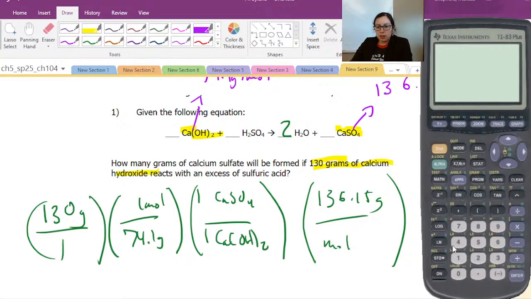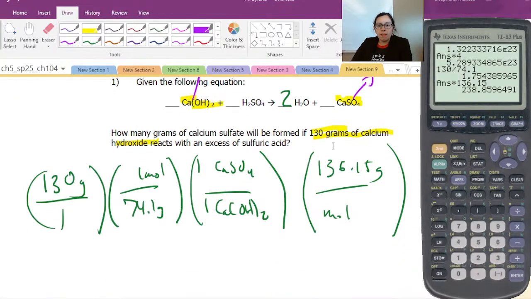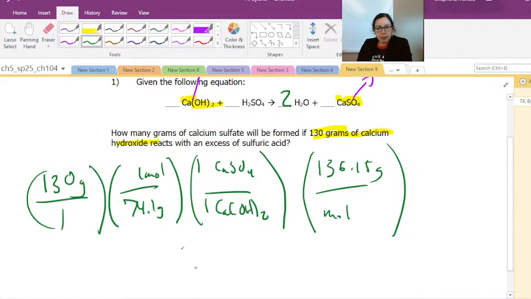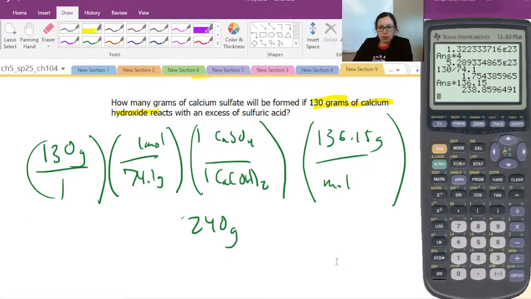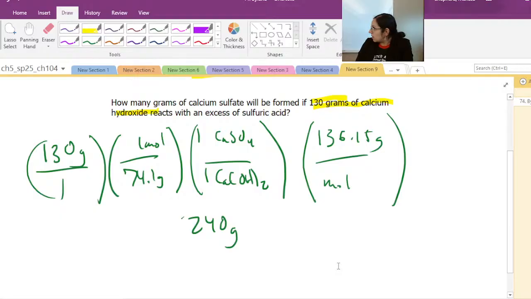And so let's see what we get. So 130 divided by 74.1. So 1.75 moles of calcium hydroxide. And then 1 to 1 ratio times our molecular weight. So about 238 grams, or we only have 2 sig figs, so most appropriately would be 240 grams. So something like that.